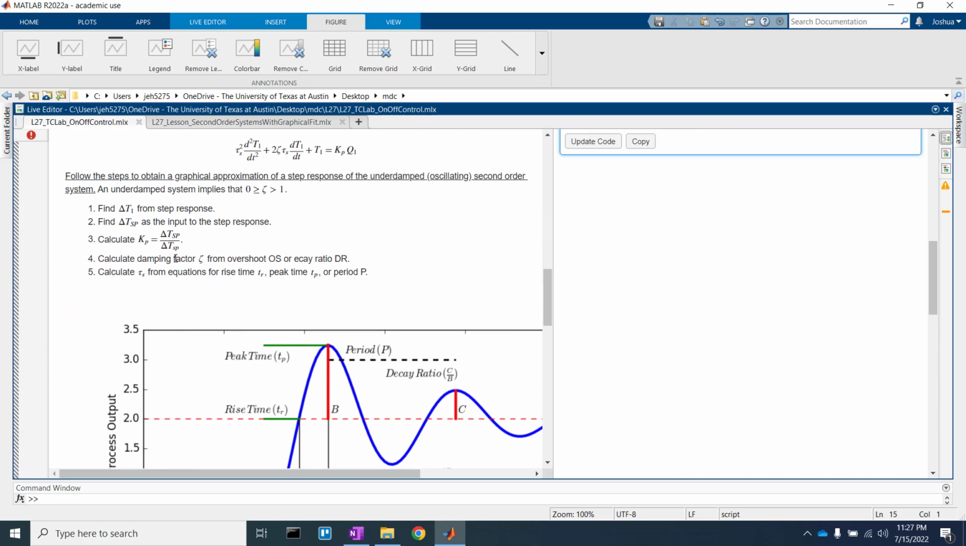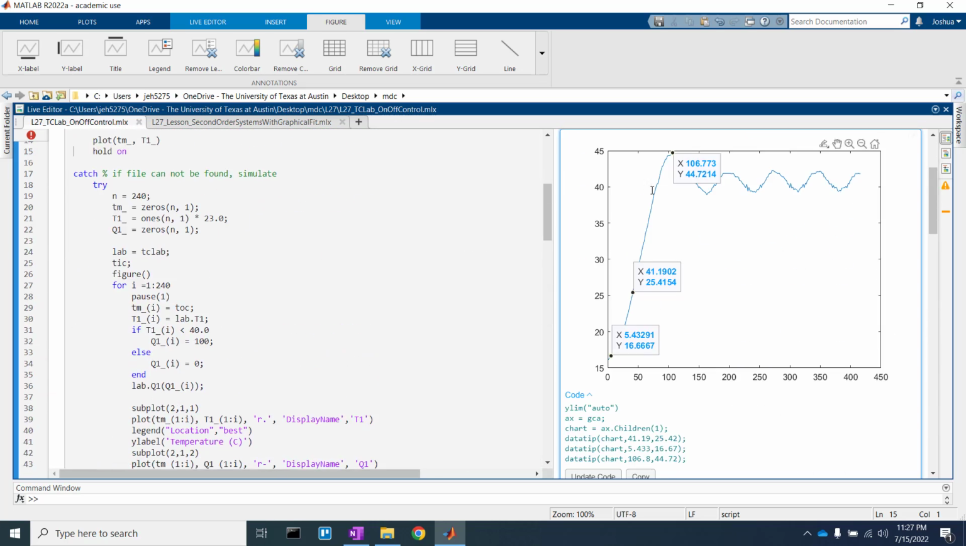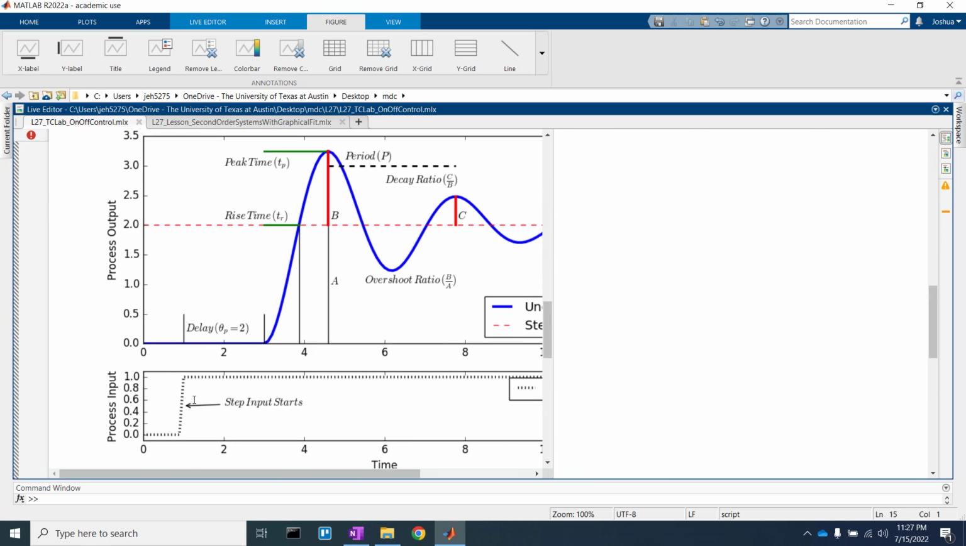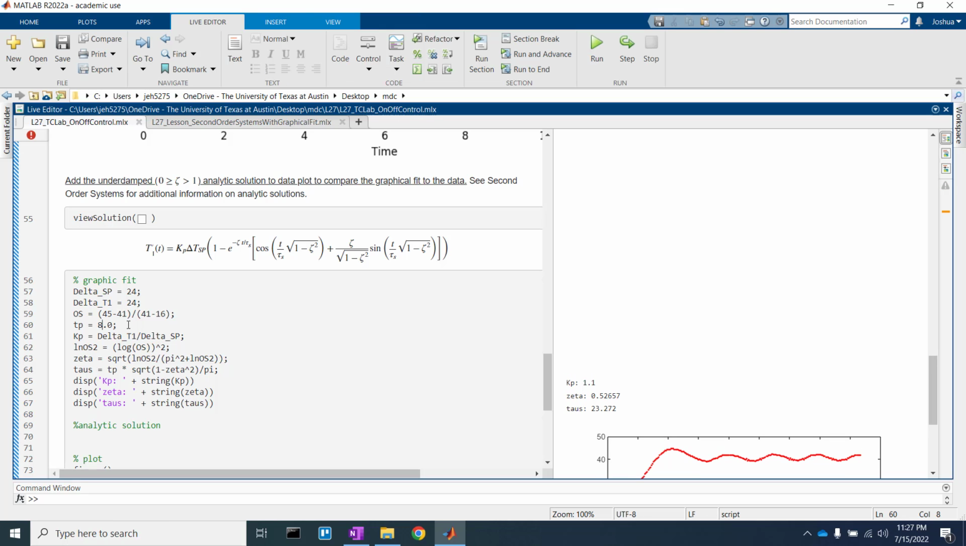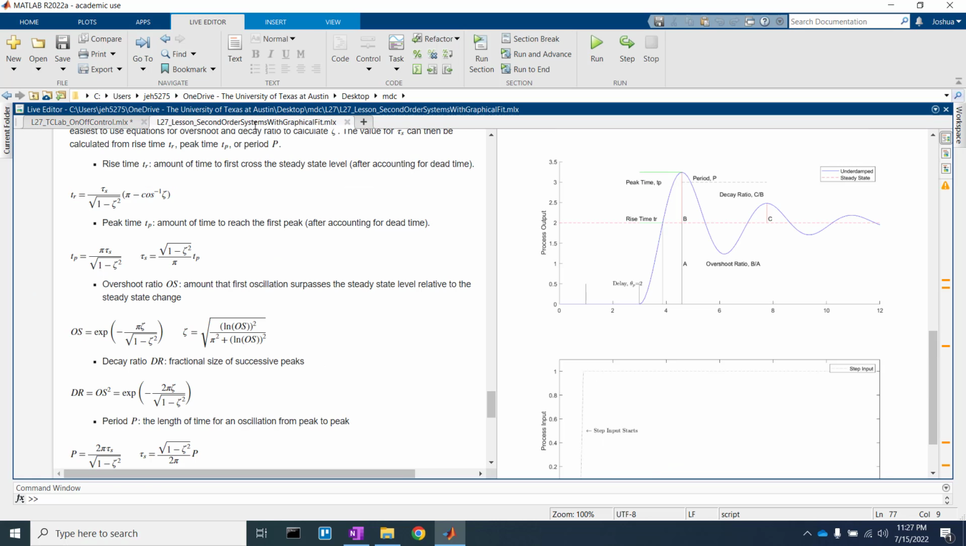So our tau p, our peak time, is the time from when the heater turns on to when it reaches the peak. So we'll go ahead and say 106 minus 15. Let's go ahead and say 81 is our peak time. That's what we have by this Tp. So we'll go ahead and call that 81. And then our tau s is going to be our peak time times the square root of 1 minus zeta squared divided by pi.